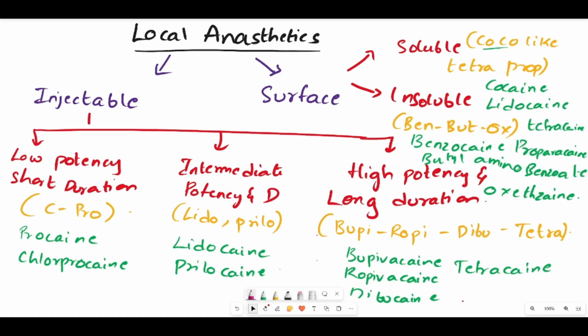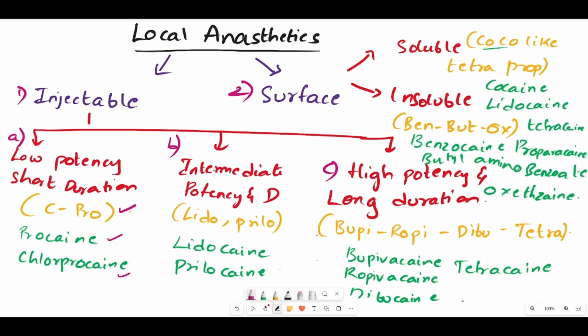The local anesthetics are initially divided into two classes. One is injectable and the second one is surface anesthetic. The injectable anesthetics are further divided into three classes. The first one is with low potency and shorter duration. The second one is with intermediate potency and duration. The third one is high potency and longer duration. In the first one, to remember the examples, remember the trick C Pro, where Pro means it is Procaine, C means it is Chlorprocaine.